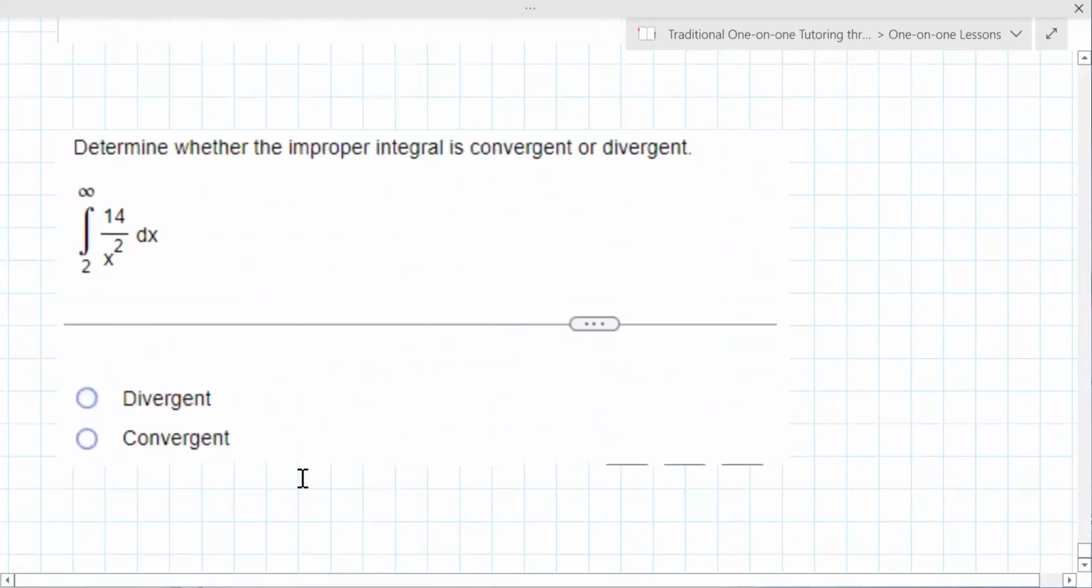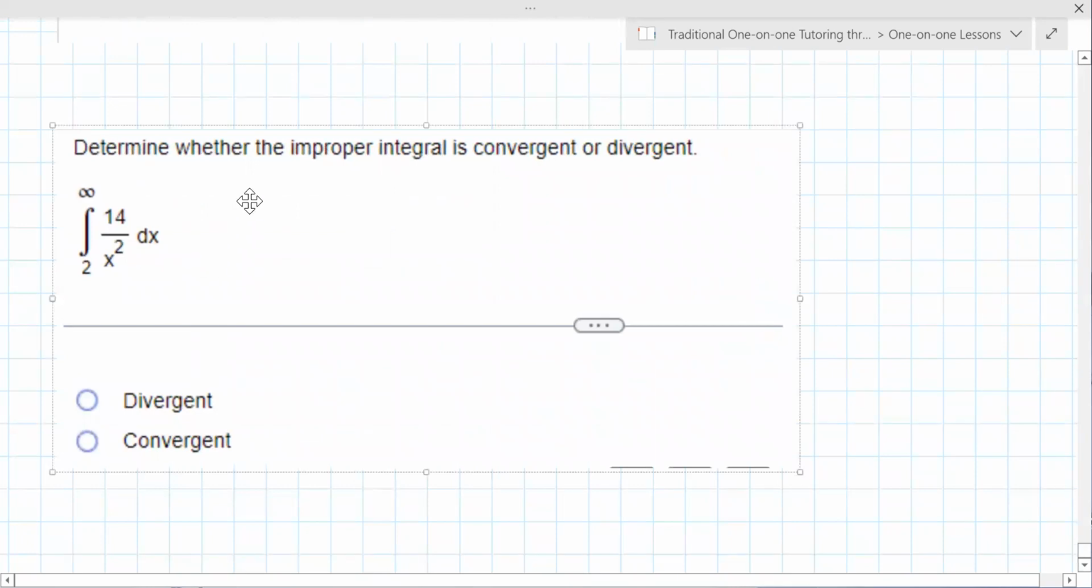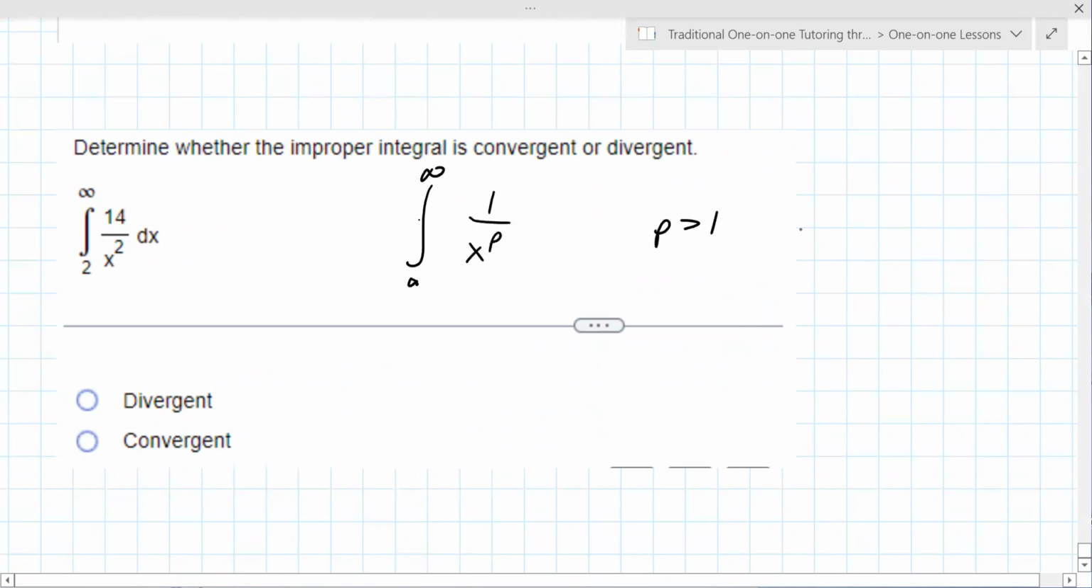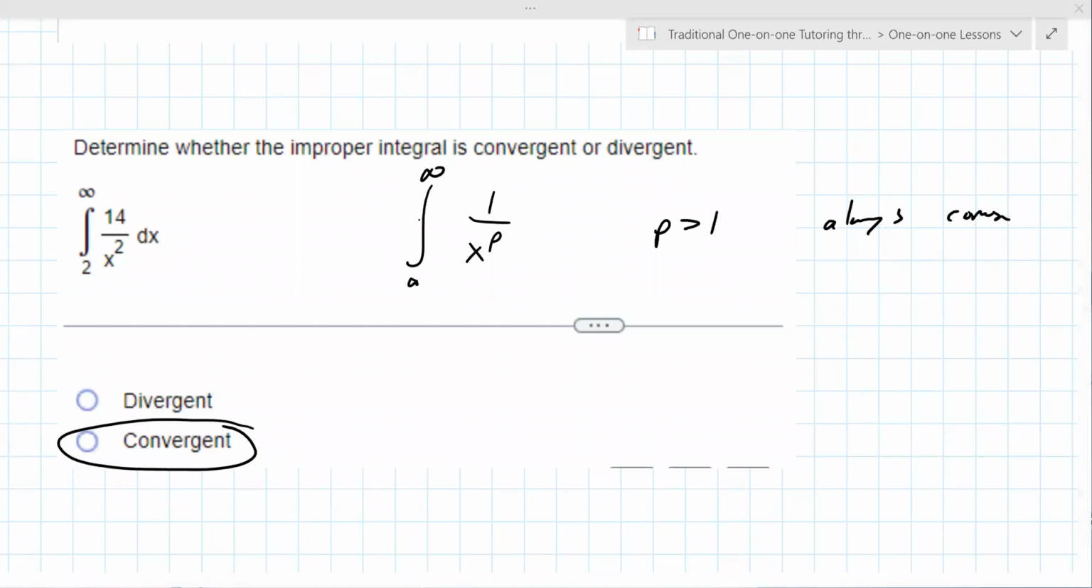Oh, so these are even better. You don't even have to figure out what the value is. So the rule is, if you integrate from a to infinity 1 over x to the p, where p is greater than 1, this always converges. So this one is convergent. Okay. And that's just a known rule.